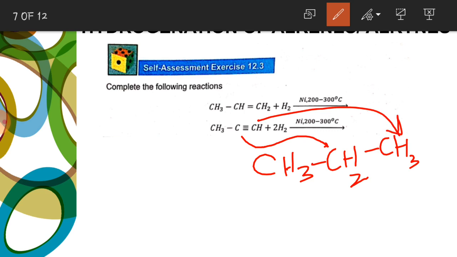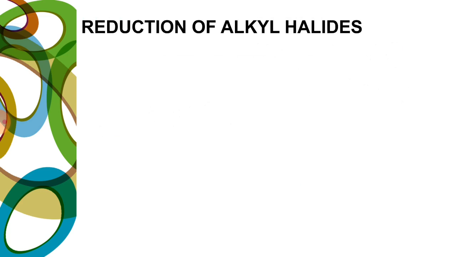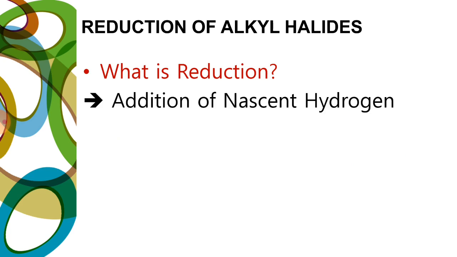Why do we use two molecules of hydrogen? Because in this molecule we have two pi bonds. So this was all for the hydrogenation of alkenes and alkynes. Let's discuss the second method, that involves the reduction of alkyl halides. By the reduction of alkyl halides, we can get alkanes. What is reduction? We have read before that reduction involves the addition of hydrogen. So addition of nascent hydrogen in this case is called reduction.